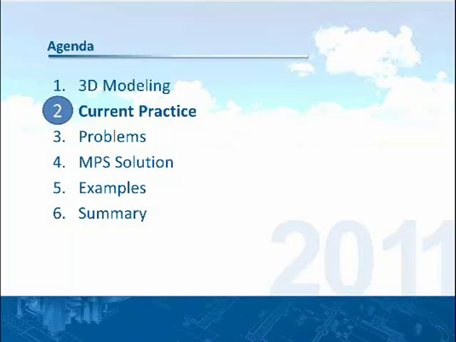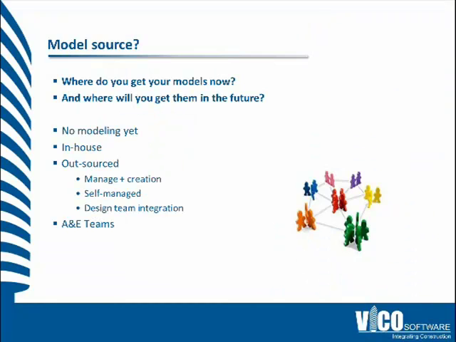So what's the current practice, and where do you source models from? How many should you have? Whether you should be running parallel or single models, and how that process is established. So let's look at the current practice. First of all, let's ask the question, where do we get our models now, and where will we get them in the future? Is that likely to change?